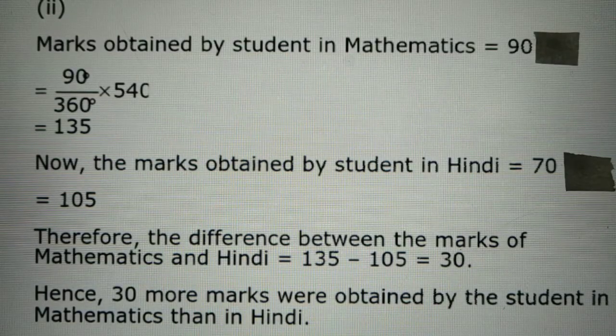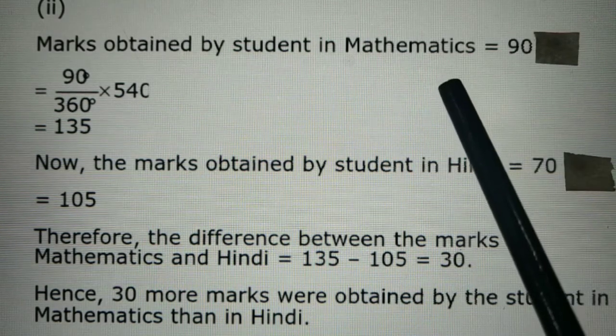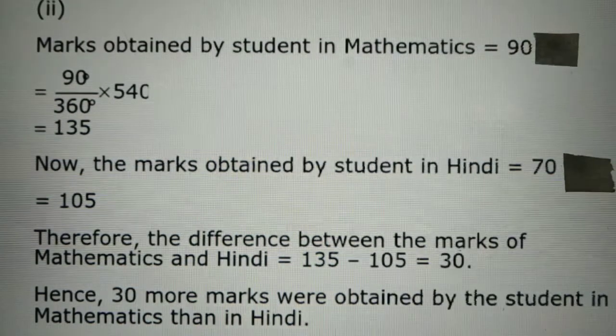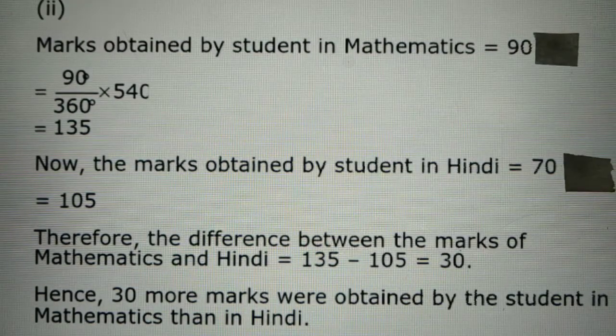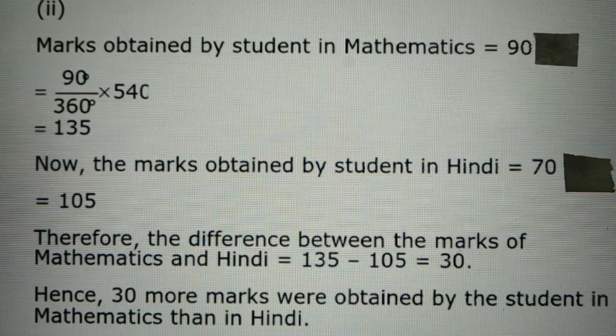Now students, see the solution of the second question. Marks obtained by the student in mathematics are 90 degrees. So we get 90 degrees divided by 360 multiplied with 540, we get 135 marks. So this is the formula we use for finding the marks.